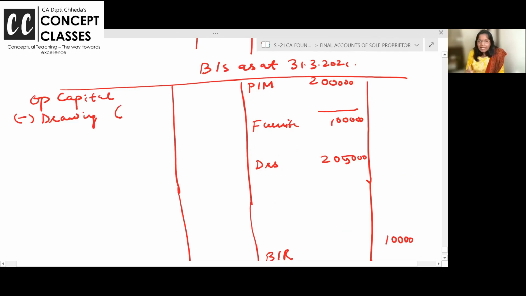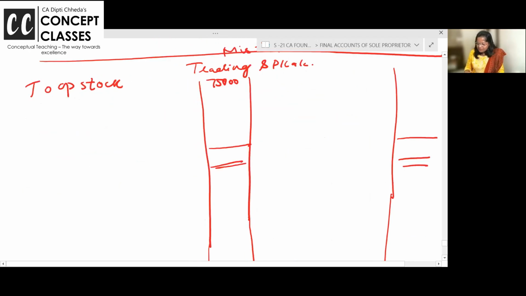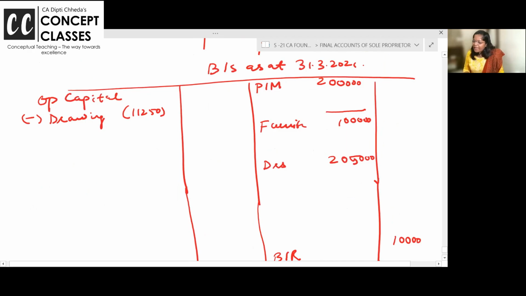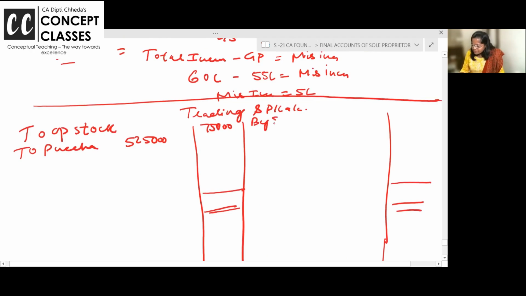Drawings is a debit, but it will neither come in expenses nor go in the assets. It will be deducted from the credit side, drawings 11,250. Drawings will be deducted from the opening capital. Next is purchase. Purchase, we will write in the trading account inner column. You may have purchase return. 5,25,000. Then we have sales return, but we don't know what is sales. So park the space for sales.